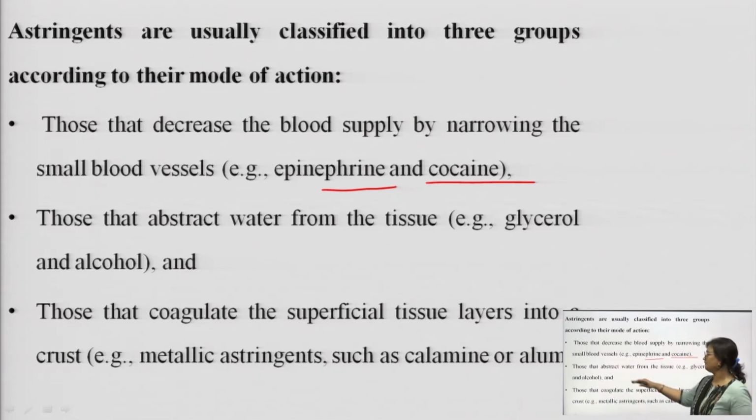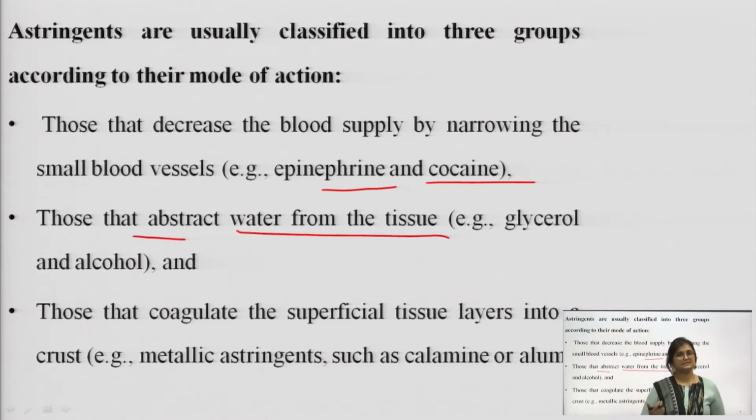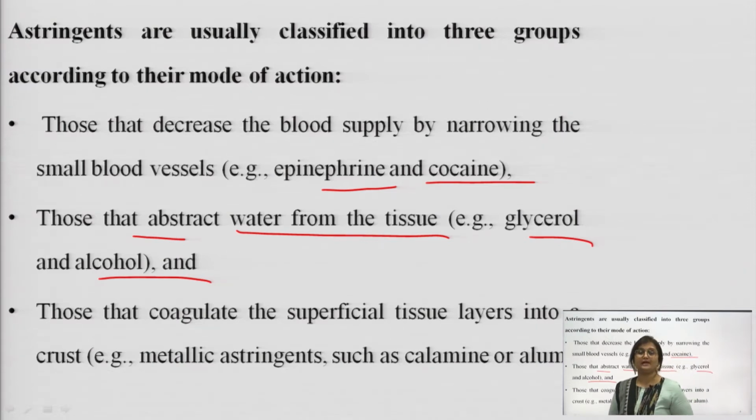The other category of astringents includes those that abstract water from the tissues. These are the astringents that remove water from tissues. Examples are glycerol and alcohol. They are also known as dehydrating agents.